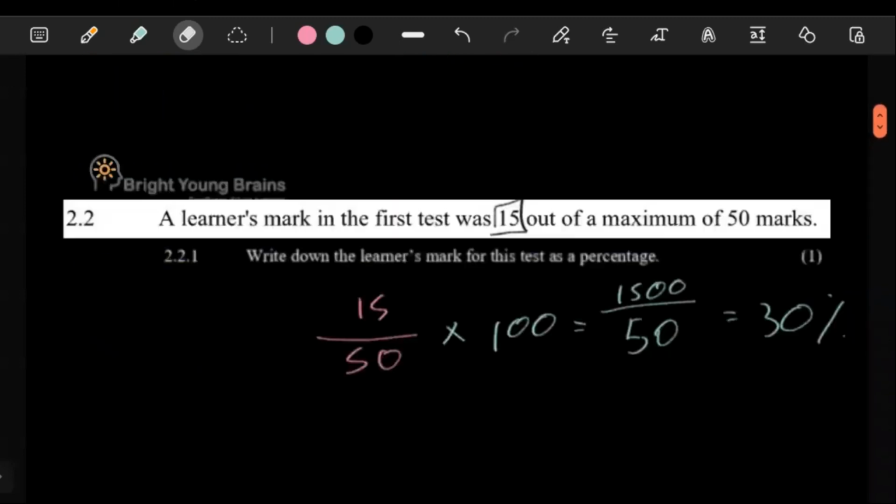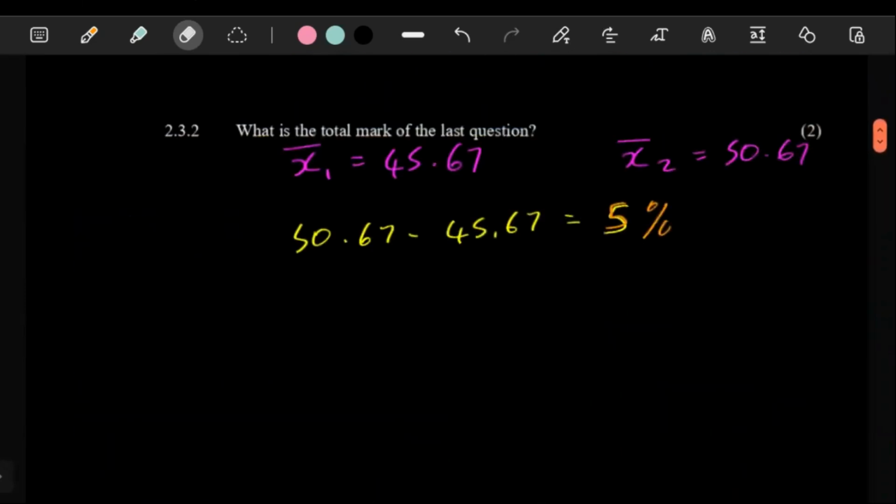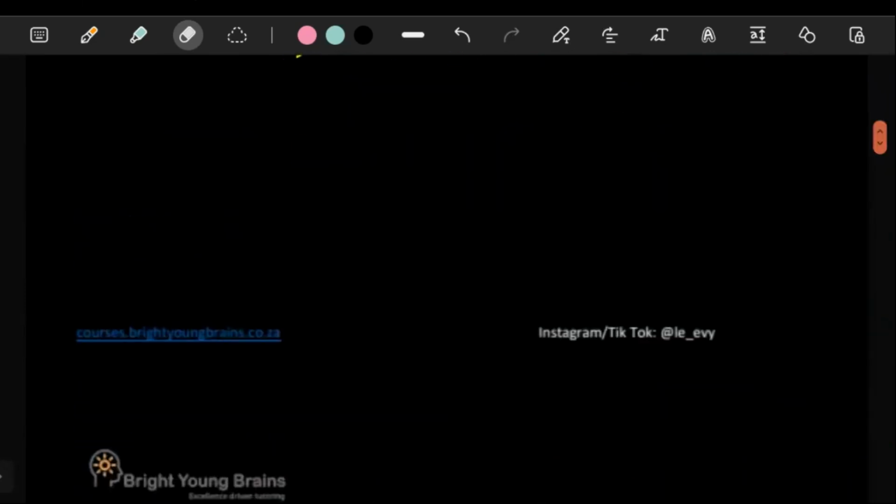So if each learner's mark moved up by 5%, it means that the last question was worth 5%. So this one you can just leave it like that.